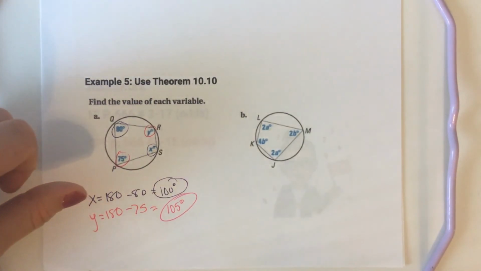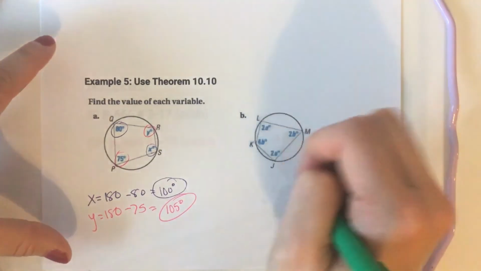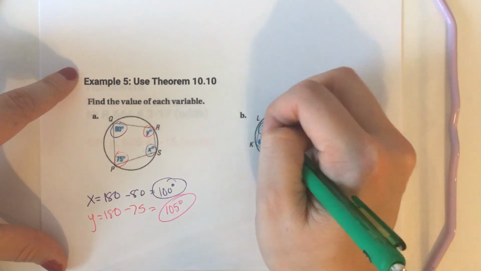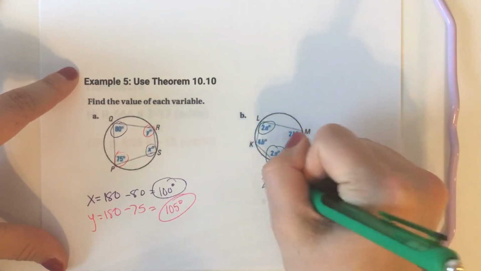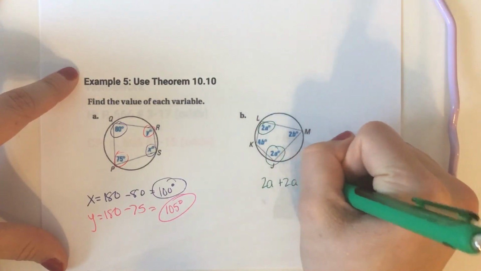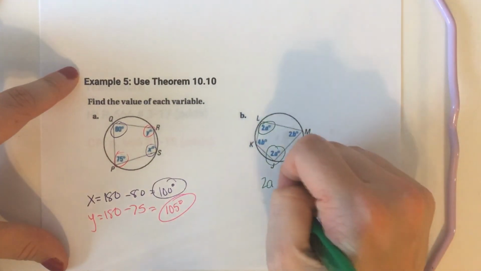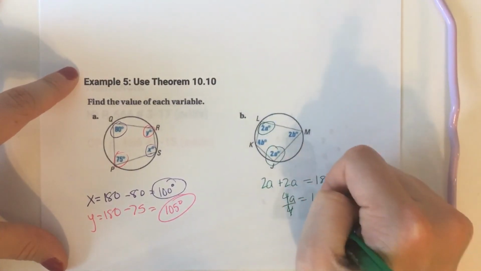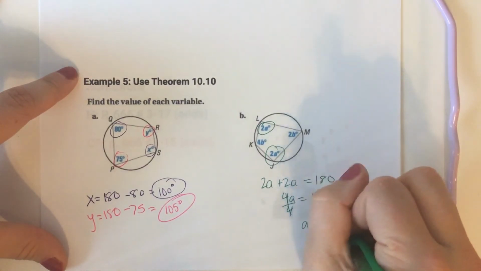Same idea over here. The math just gets a little bit harder. Still an inscribed quadrilateral, so opposite angles are supplementary. So if we're solving for A, those are our opposite angles right here. We know that 2A plus 2A equals 180. If we combine like terms here, we get 4A equals 180. Divide by 4 to get that A equals 45.